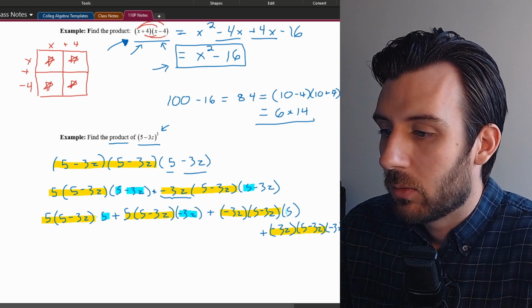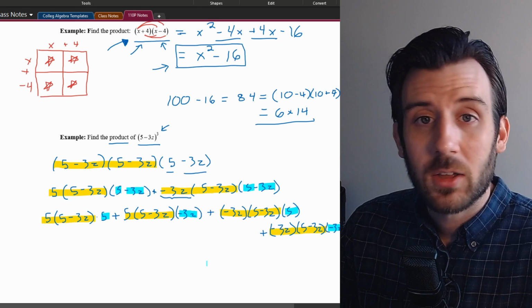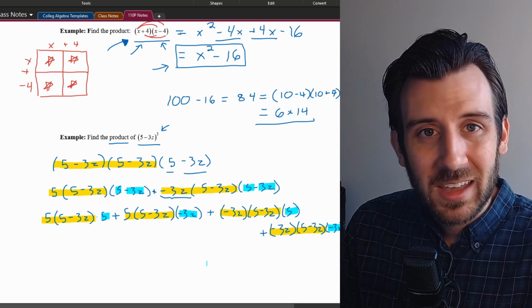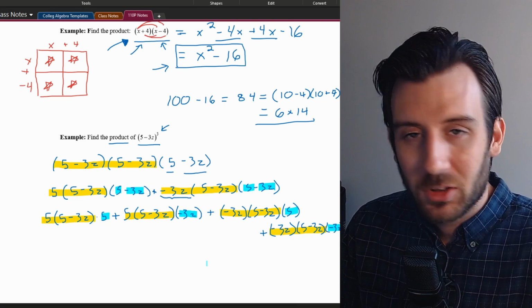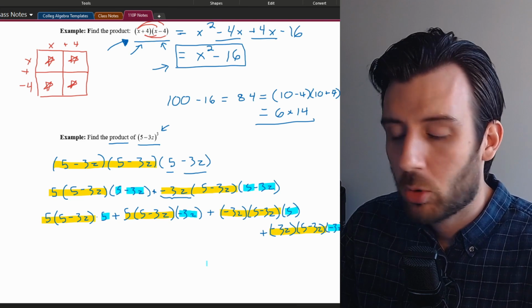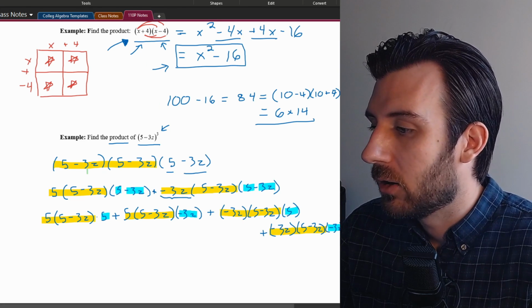Your 5 went right here. And your negative 3z went right here. Okay, so we've almost got it so that we only have multiplication occurring within all of these parentheses, and then the addition is enforced to the outside. Let's try doing it one more time, because we have the ability to do that once more here.